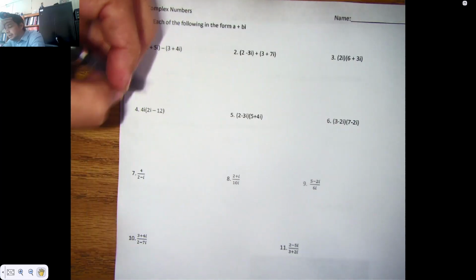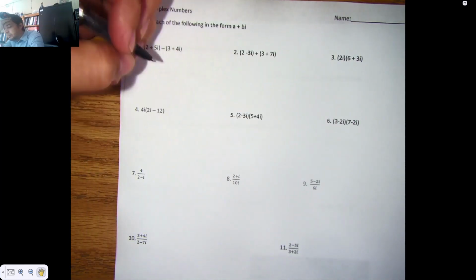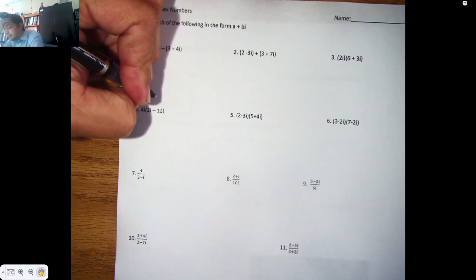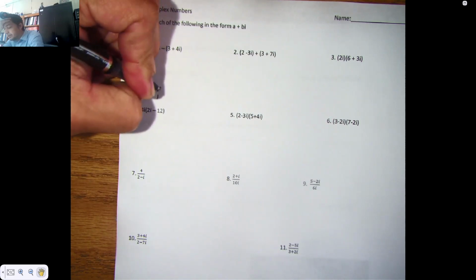Alright, I'm not going to do one and two. Well, you need to figure that out. Let's look at maybe four. Now, what I have to remember is I have to remember some little things here. And to be honest, for this page, about the only thing you really have to know is that i squared is negative one. That's it.